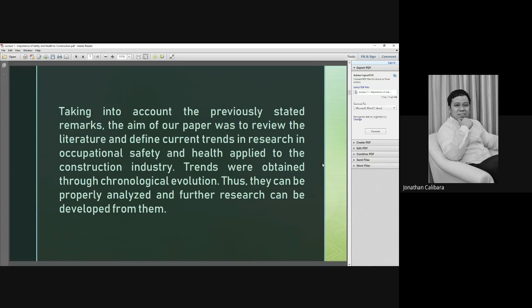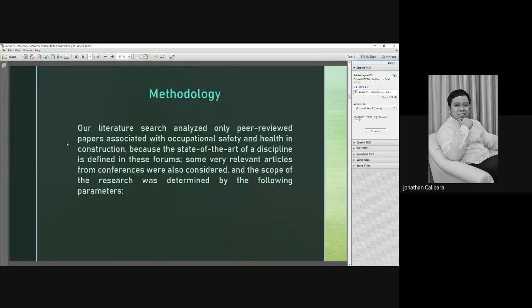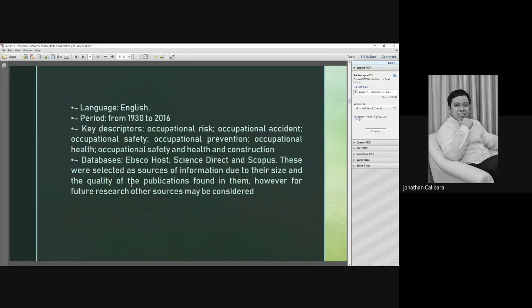So, let's go to the methodology of the literature search. Analyze only peer-reviewed papers associated with occupational safety and health instruction, because the state of the art of a discipline is defined in these forms. Some very relevant articles from conferences were also considered, and the scope of research was determined by the following parameters. First is the language, period, then key descriptors.